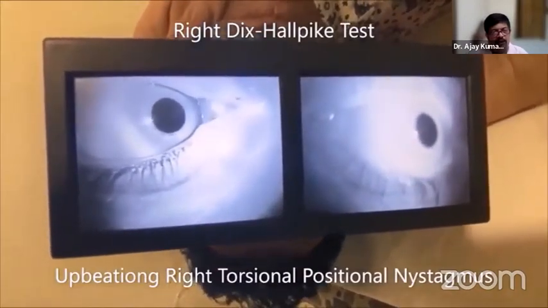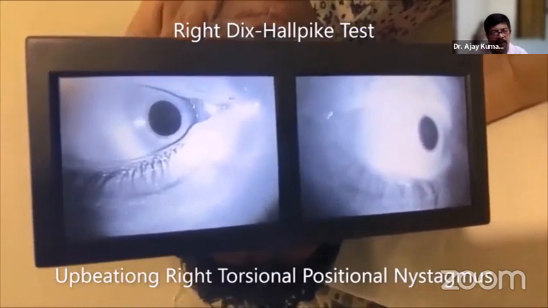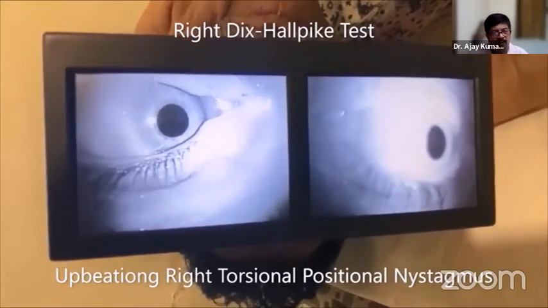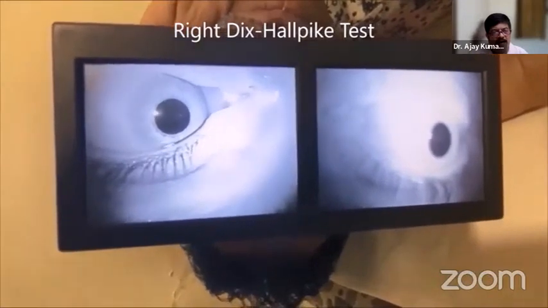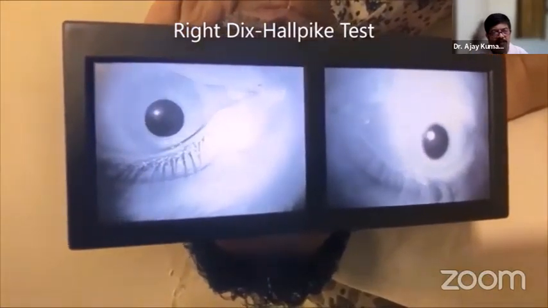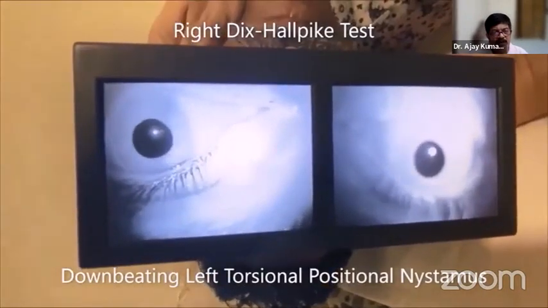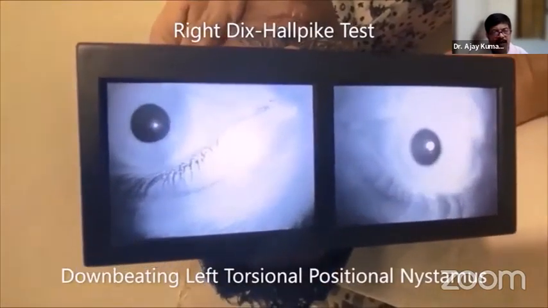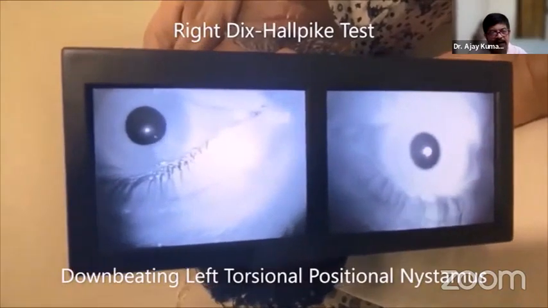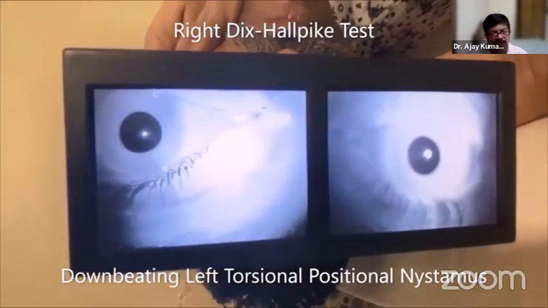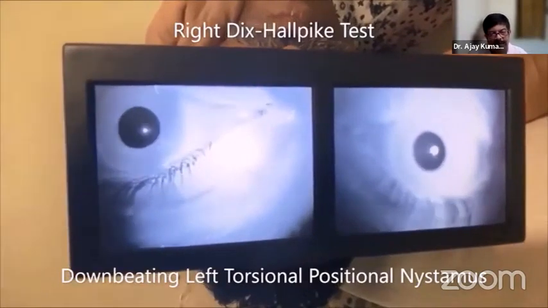Then there is a pause. Here is the pause. And now it started changing polarity. Both the vertical and torsional components have reversed. It has become downbeating and left torsional, exactly like we saw during the left Dix-Hallpike test. So how did this happen?